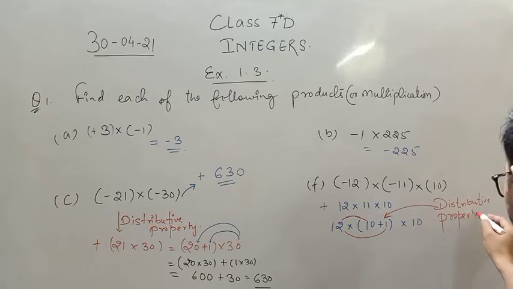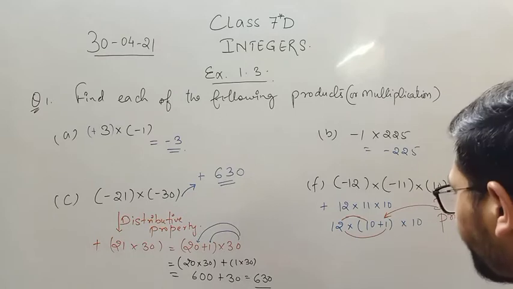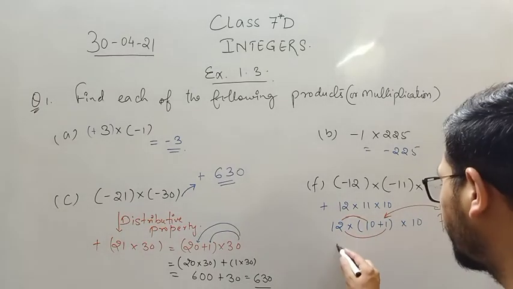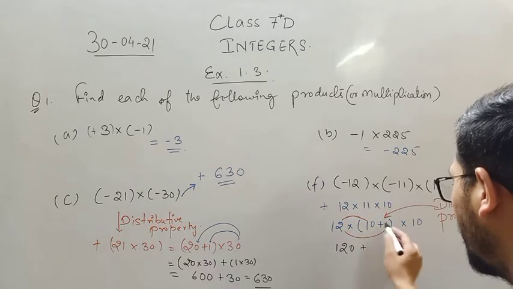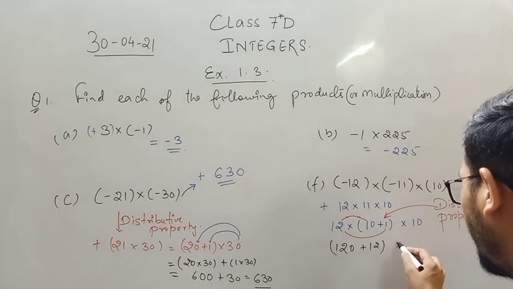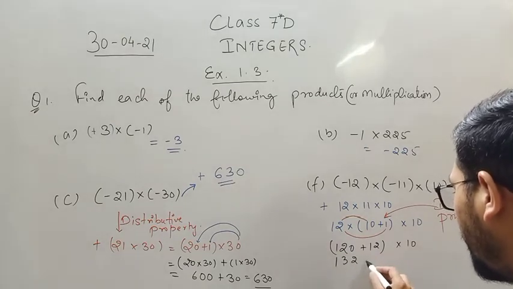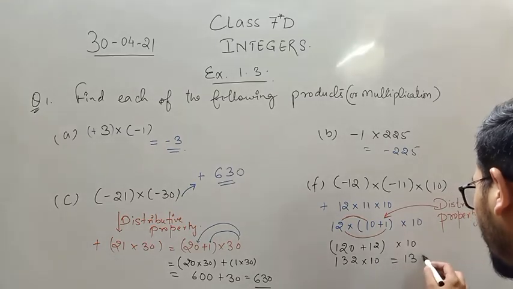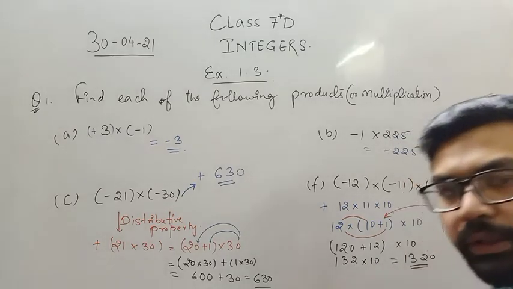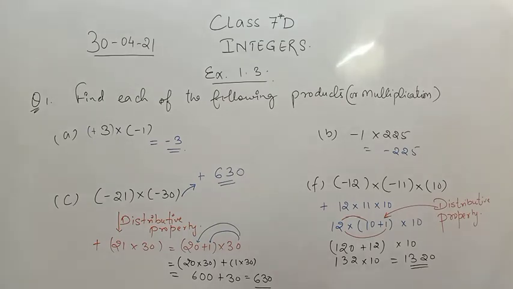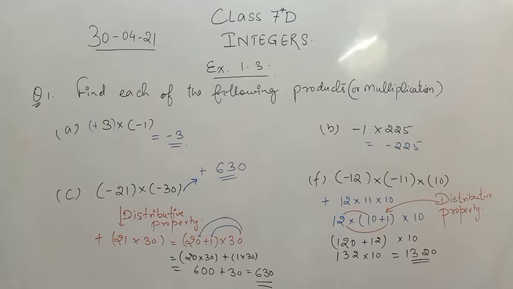So I just applied the distributive property here. What will I get? 12 into 10, 120, plus 12 ones are 12, whole multiplied by 10. Now 1, 2 plus 1, 3 and 2 3 0, 132 into 10 is equal to 1320. Any doubt? Then please note it down fast.